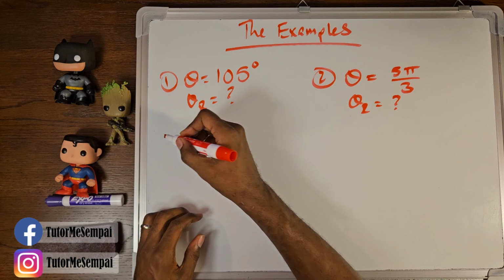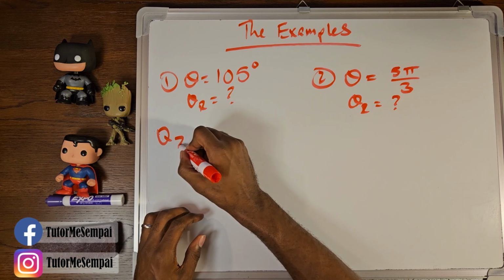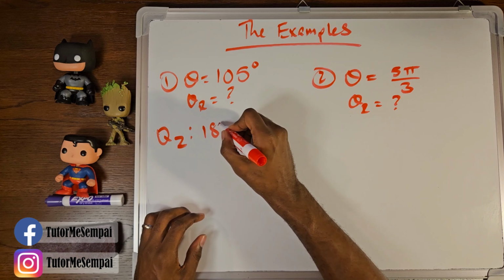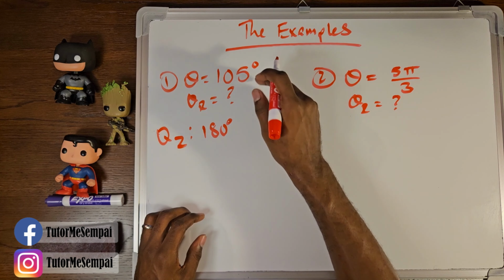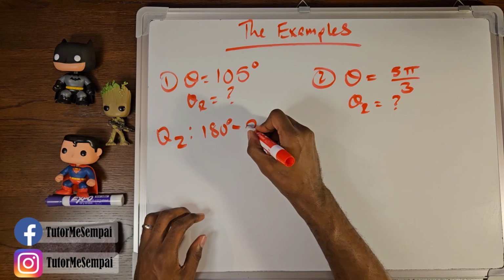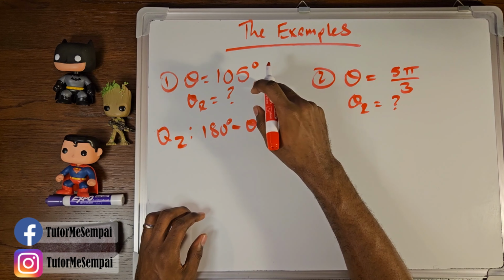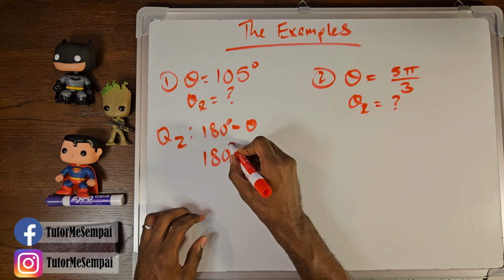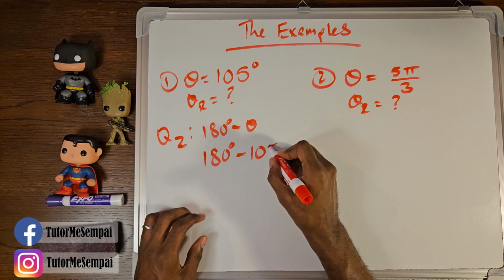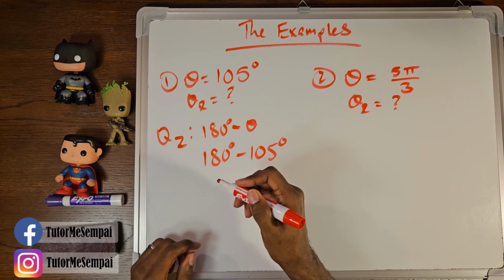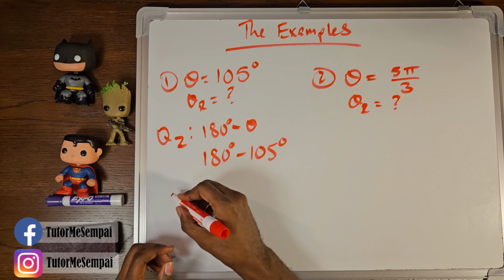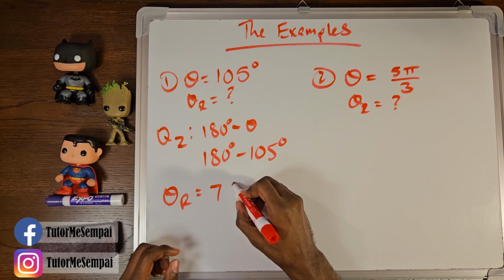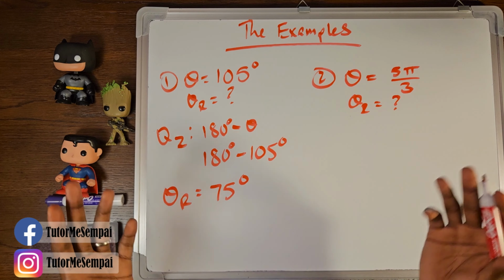105 degrees is going to be in quadrant 2. That means our formula should be 180 degrees, because we're in degrees, minus our theta, which is going to be 105 degrees. So we can rewrite this as 180 degrees minus 105 degrees. Now that you can subtract this, you'll see that your reference angle is going to be 75 degrees.